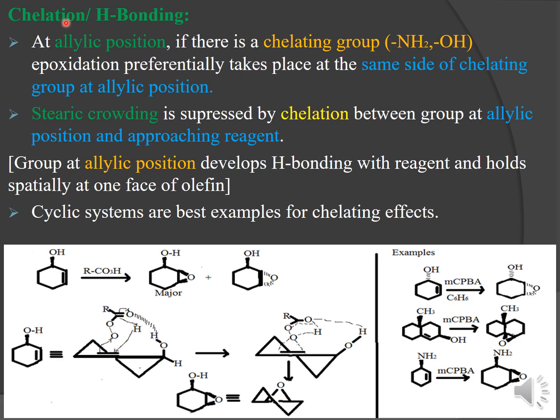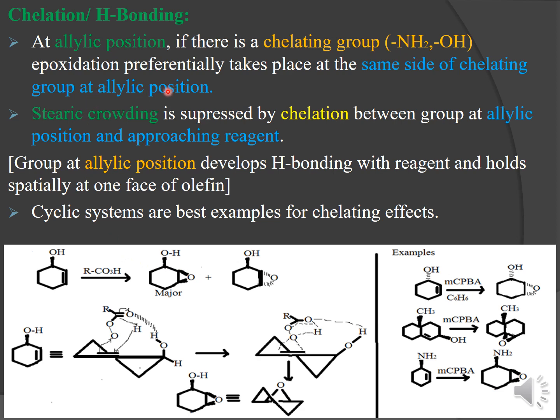So moving on to chelation or hydrogen bonding. What is chelation or hydrogen bonding? Here, at the allylic position, if there is a chelating group such as the amino group NH2 or OH, the epoxidation preferentially takes place on the same side as the chelating group. Epoxidation will take place on the same side of the chelating group at the allylic position.